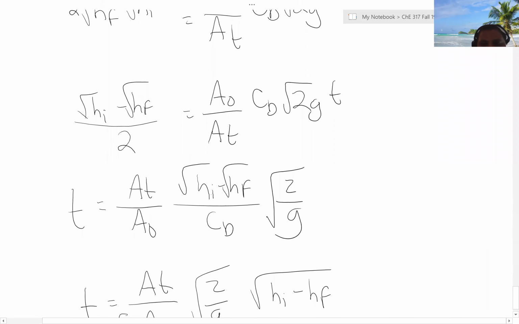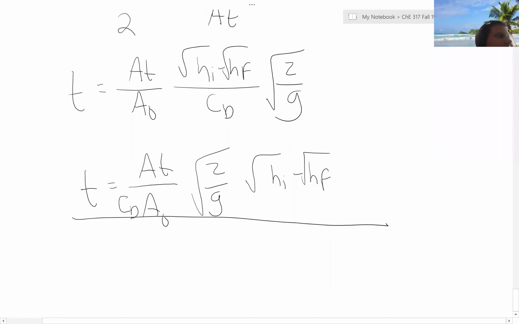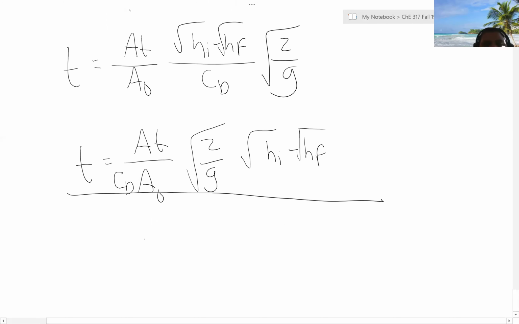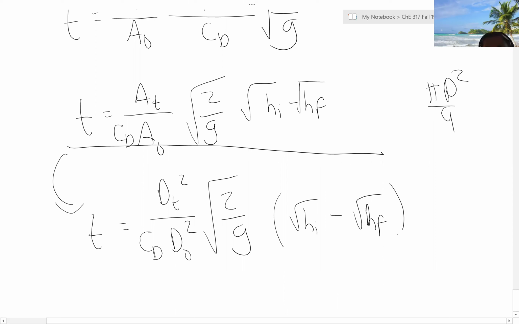It's one of those derivations where you end up with so many terms that it gets a little messy. With this in mind, one other correction you can make: since the area of the tank and the area of the orifice both have a pi d squared over 4 form, you can really state it as the diameter of the tank squared over the discharge coefficient times the diameter of the orifice squared. That way you don't have to worry about pi and all those things.